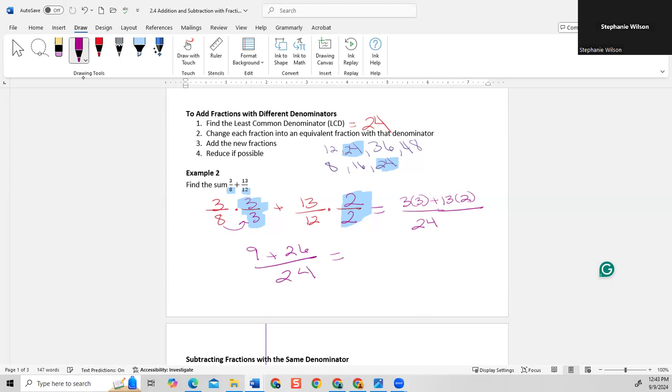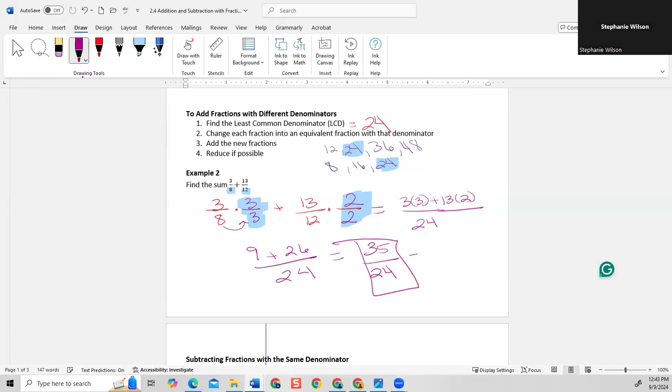And now you're going to say 9 plus 26 gives me 35 over 24. Now 35 is made up of 5 and 7. 24 is made up of 2s. So this will not reduce. It is an improper fraction.